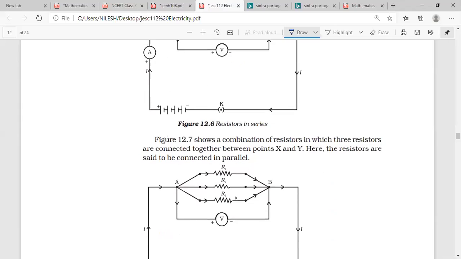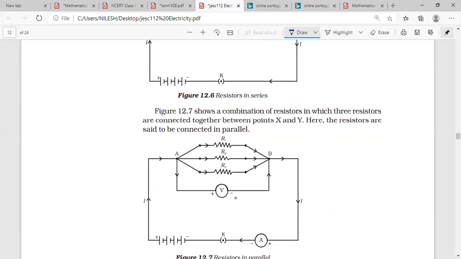You already know that. Whereas the other figure shows a combination of resistors in which three resistors are connected together between common points X and Y. Right here, common points. They should have written the word common over here.